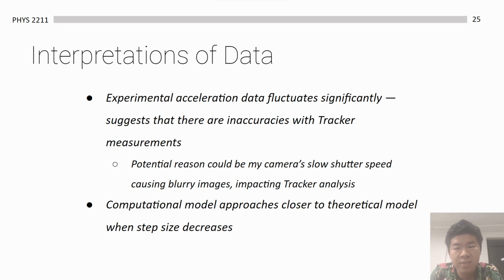The issue is that the experimental acceleration data fluctuates significantly, which suggests that Tracker might be relatively inaccurate. It's possibly because of my camera's slow shutter speed causing blurry images, and also that the computational model approaches closer to the theoretical model when the step size decreases, which is relatively expected.